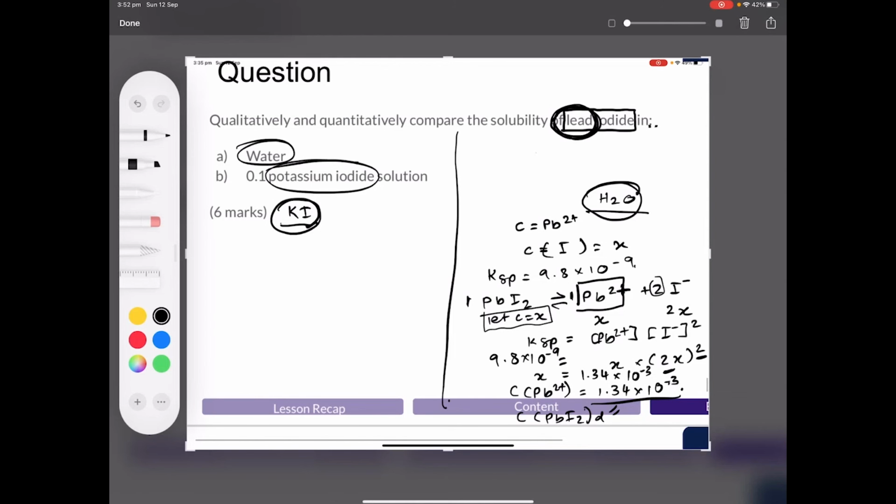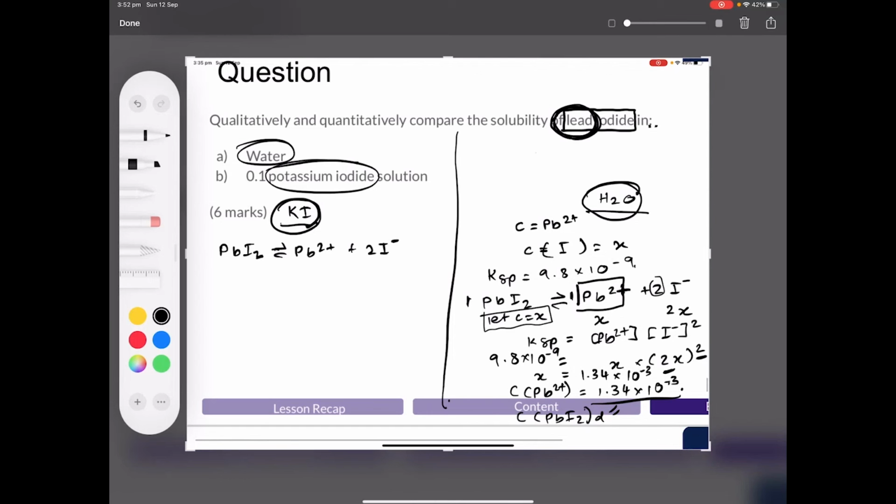Did anyone do this without drawing up an ice table formally? I did it with an ice table as well. Yeah, it's fine. I'm technically going to be doing it with an ice table, just a little bit faster. In potassium iodide solution, I'm going to follow the exact same steps. PbI2 gives me Pb2+ and 2 iodide. If you did an ice table, that's completely correct, but I'm just showing you an alternate way to do things, which is a little bit faster.